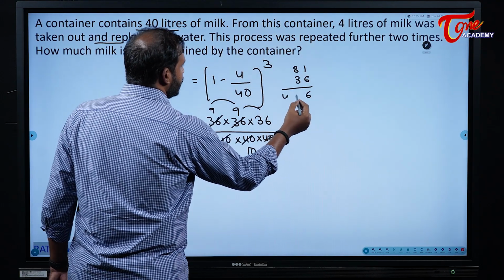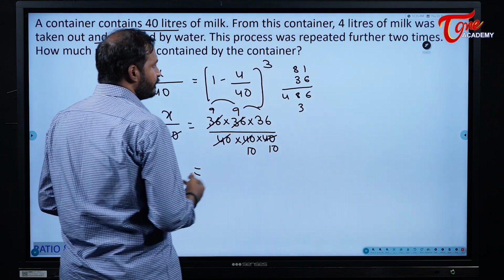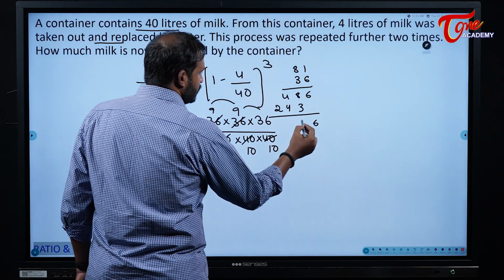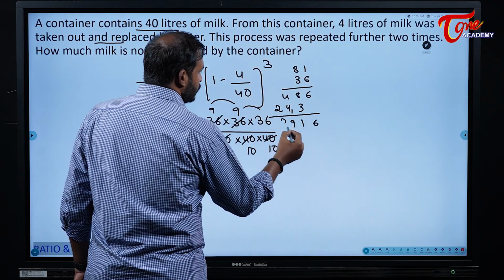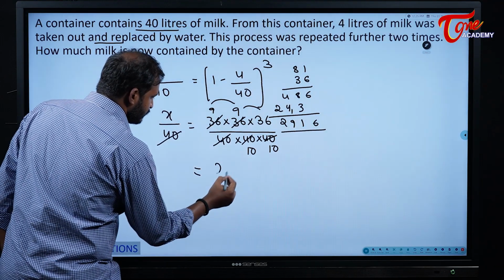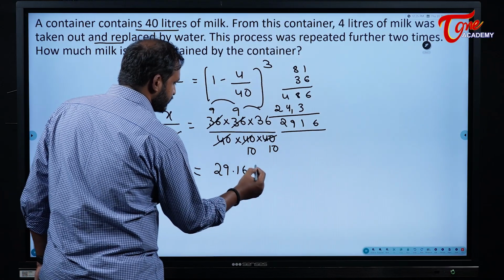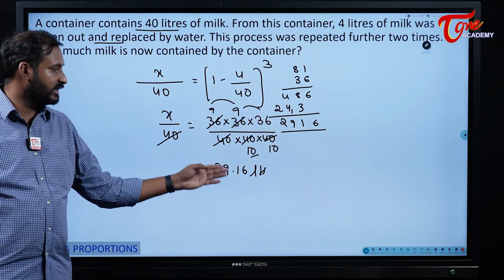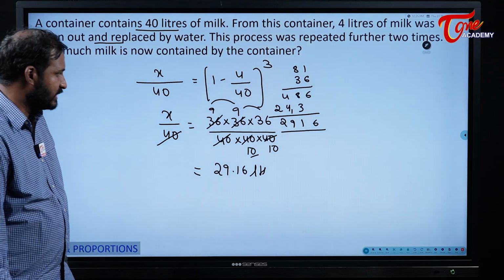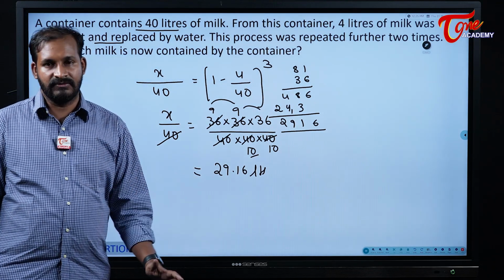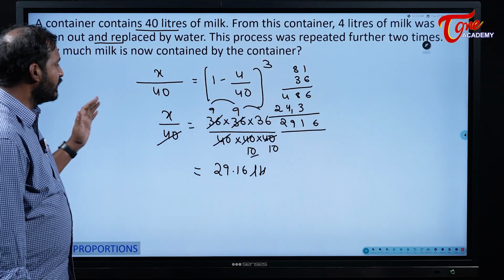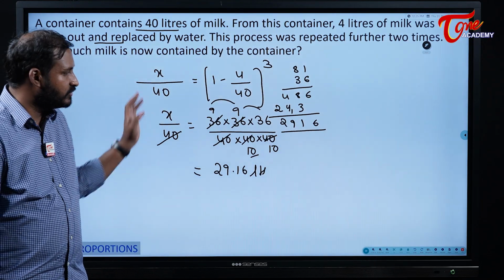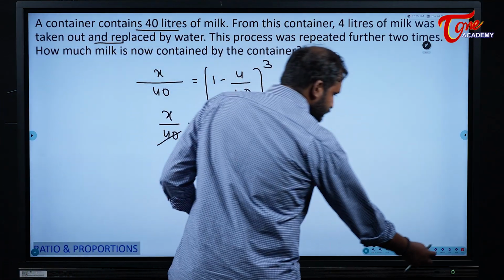6 times 48, 3 times 24. So what will you get here? 29.16 liters. Why? Because divided by 100, so 2 decimal points. So the final quantity of milk in this jar is 29.16 liters. If you know the formula, you will get the answer quickly. Else it will take a lot of time for us to solve the same problem. Understood? Like this, you need to solve the problems carefully. Next one.